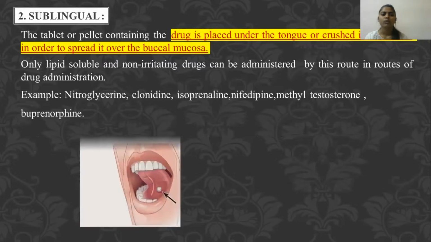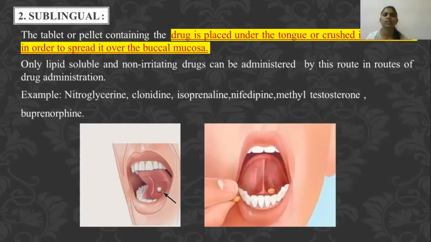So next is the sublingual route. Sublingual route means the drug or the tablet containing the drug is placed under the tongue or crushed in the mouth in order to spread it over the buccal mucosa. Only lipid soluble, non-irritant drugs can be administered by this route. Examples of sublingual drugs are nitroglycerin, clonidine, isoprenaline, nifedipine, methyl testosterone. So these are the drugs we can use.